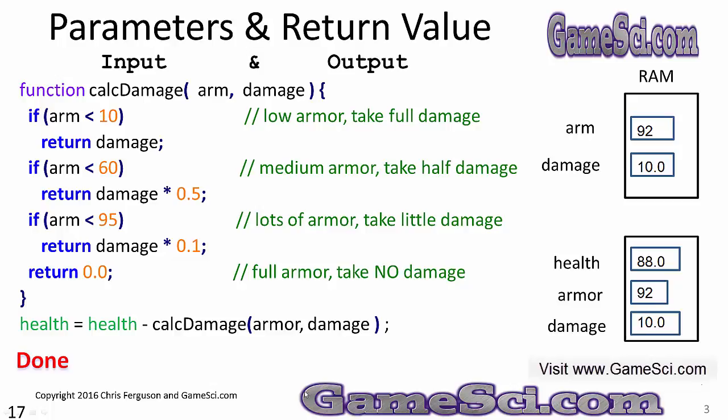You can see if you go back to the original code, if you have more than 95% armor, you take no damage at all. If you have very little armor, you take full damage. That is a good example of when you want to use a function. In one spot, we can figure out how much damage to take.